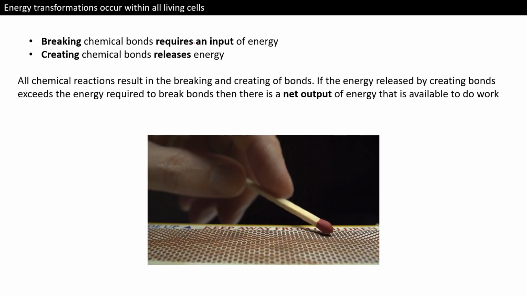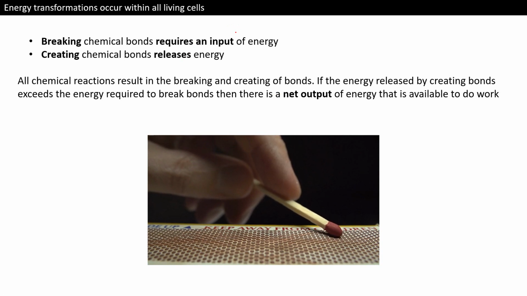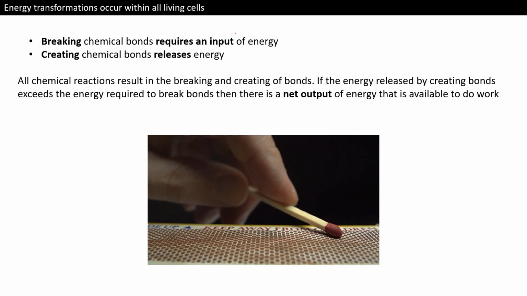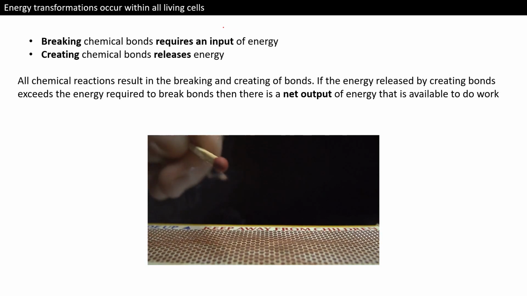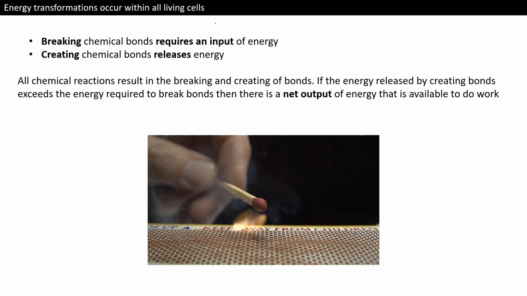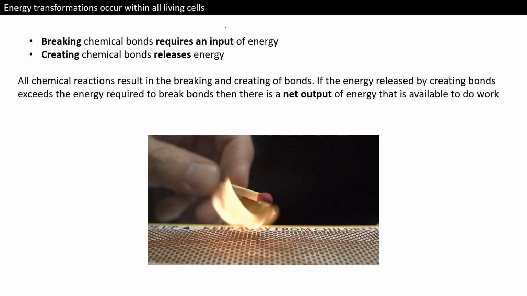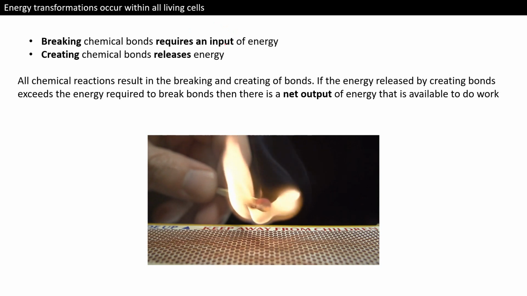Okay, so next key idea is that energy transformations are occurring within all living cells. We've got chemical energy turning into kinetic energy. We've got kinetic energy turning into chemical energy, and light energy coming in and turning into chemical energy. All these different transformations occurring.